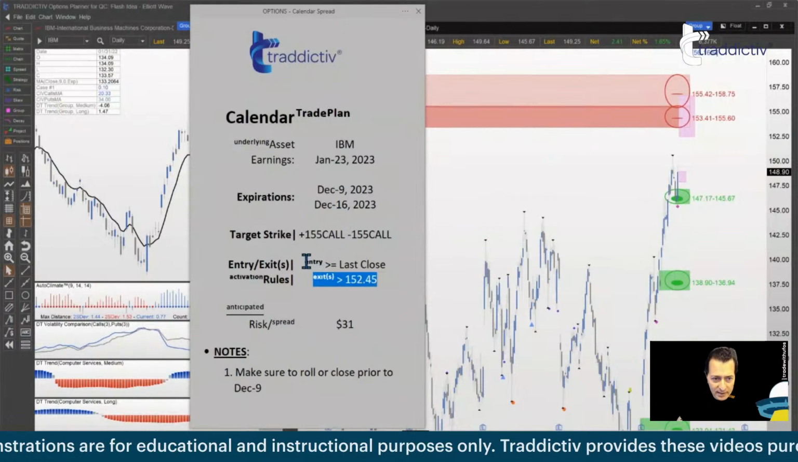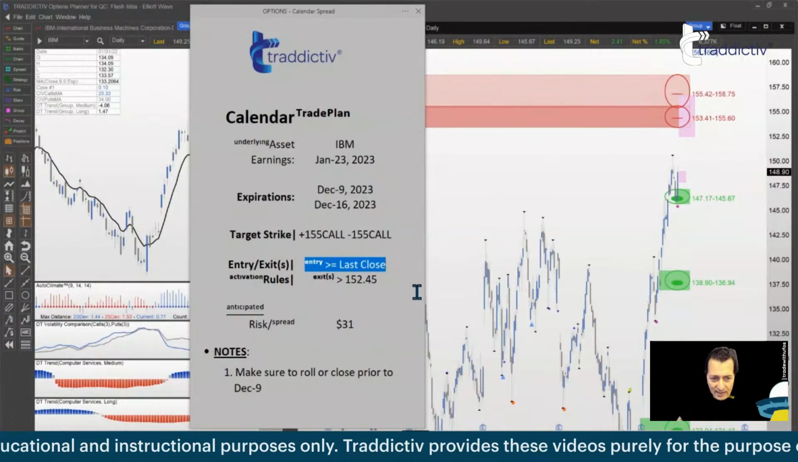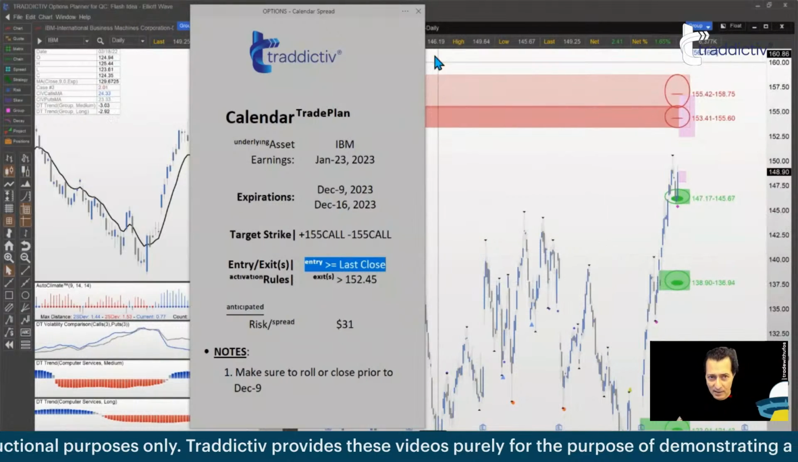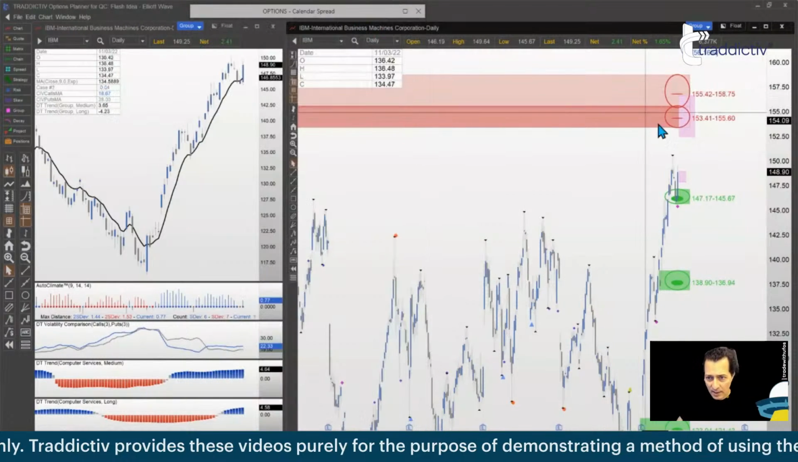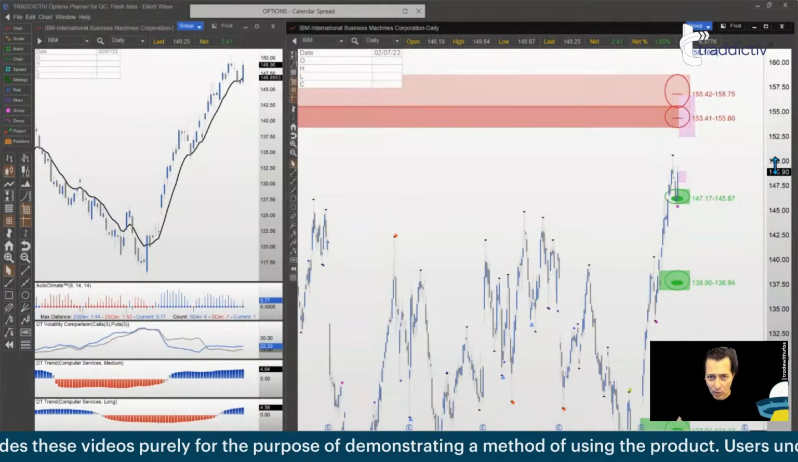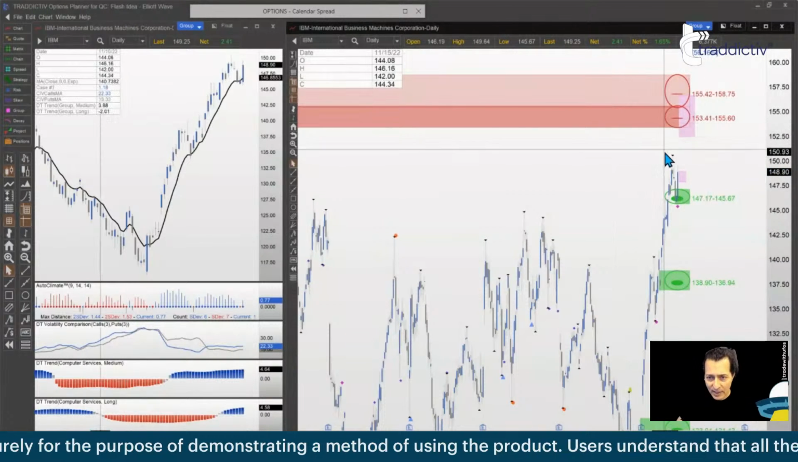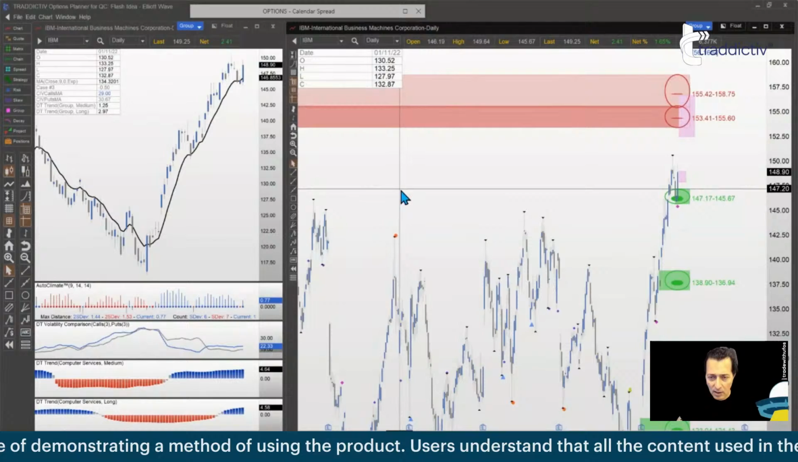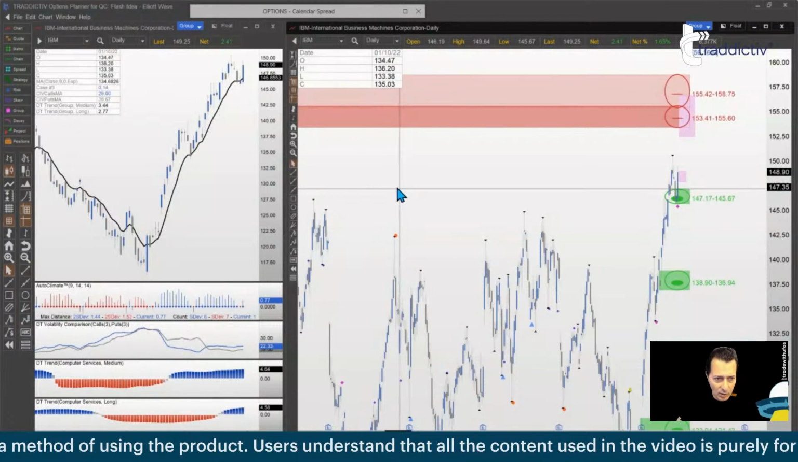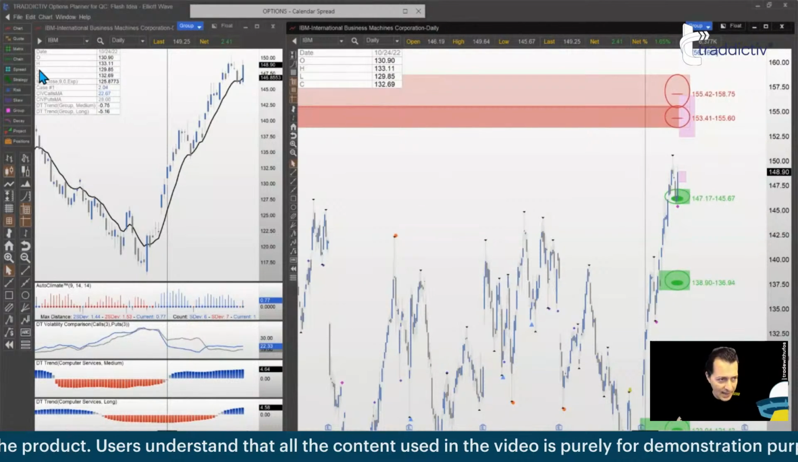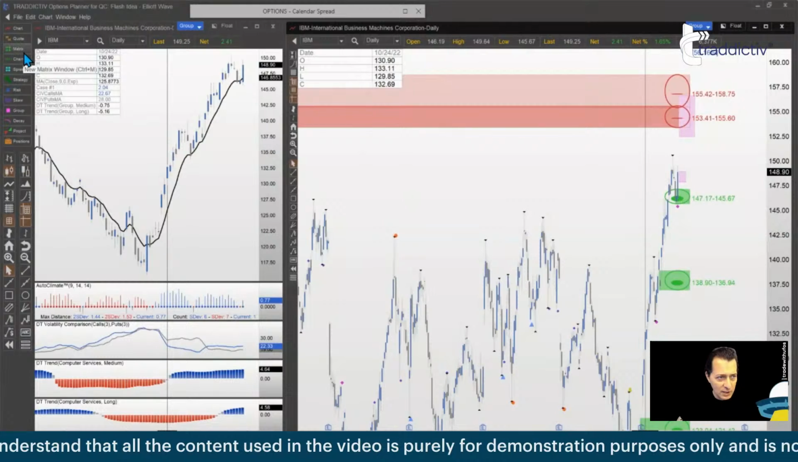So the entry is if the current price today is going to be equal or greater than yesterday's close. So if it's going to be 148.9 or above, then it's time to get in, expecting to reach the upper pink zone. Okay, that's the plan. How can we profit from such opportunity?